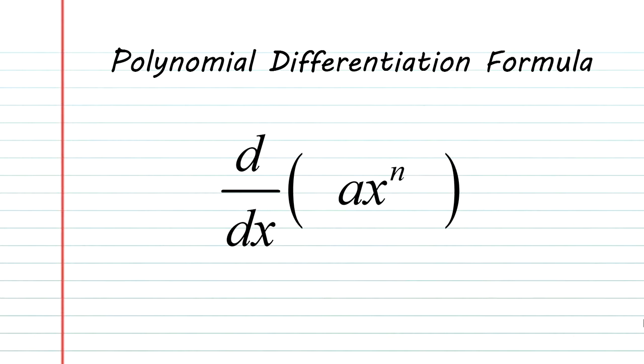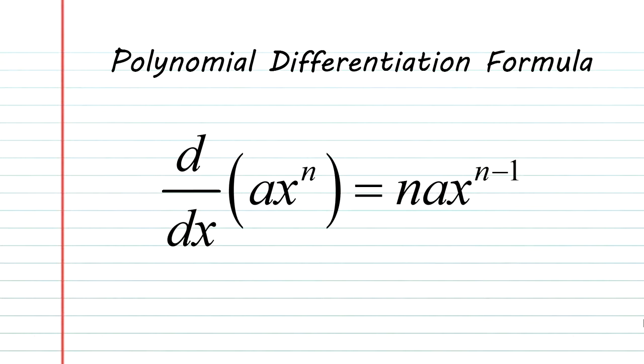The polynomial differentiation formula is based on the expression in the form a times x to the power n. The first thing that we're going to do is take the power n and multiply it by the coefficient a. Our next step is to then subtract 1 from the power n, which will give the formula n times a times x raised to the power n minus 1. This formula can be applied to any polynomial term.